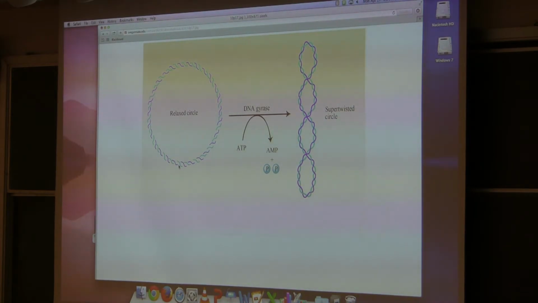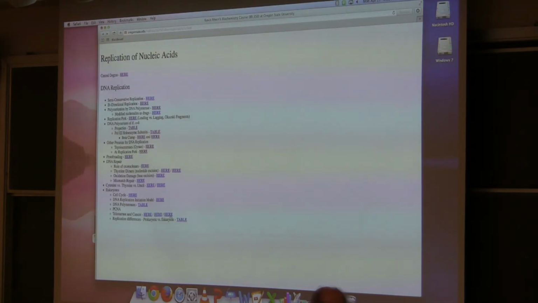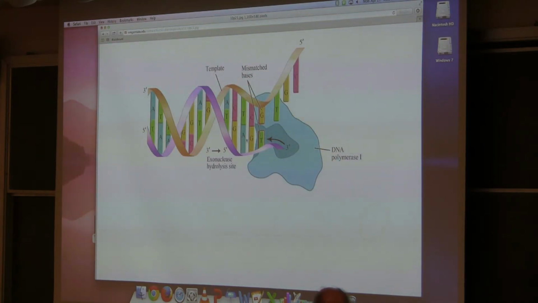What you see on the screen moving from left to right is a topoisomerase that is increasing the tension. You can see it takes energy to do that. There's ATP being used and AMP that's being produced. There's the proofreading, and there's that mismatched base that we saw before, I told you about.